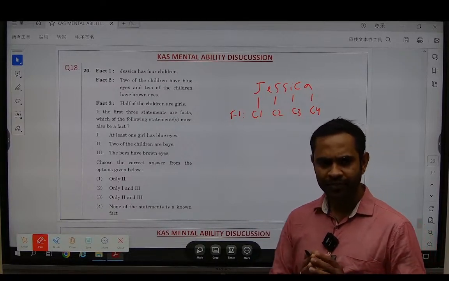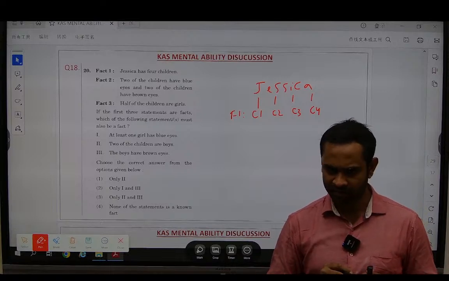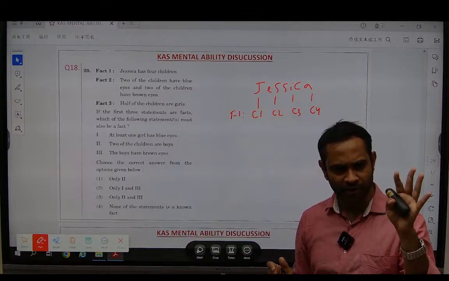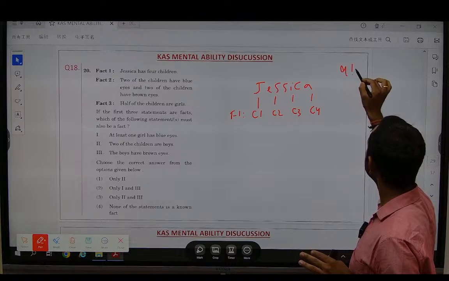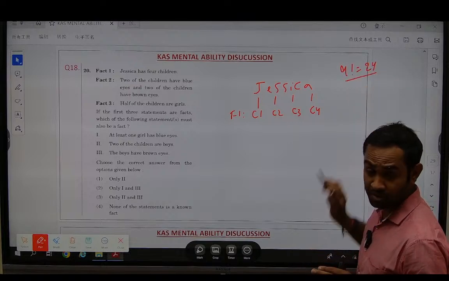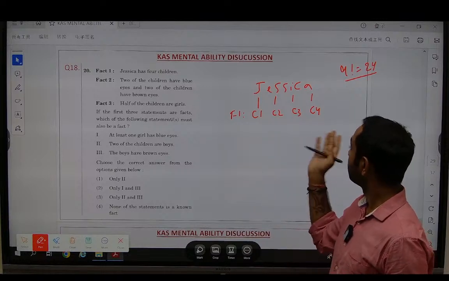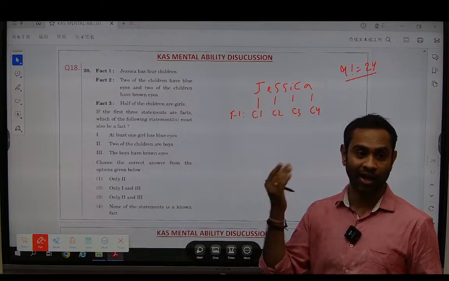Now, in aptitude we have permutation and combination, right? 4 children are there. How many ways can we arrange 4 children? 4 factorial, that is 24. So there might be 24 combinations in which these children can be arranged, and in that somebody will have blue eyes, brown eyes.